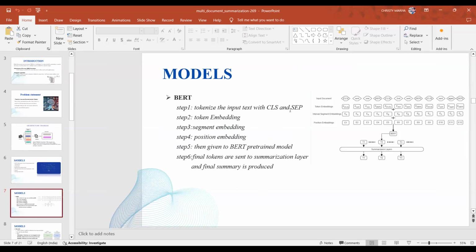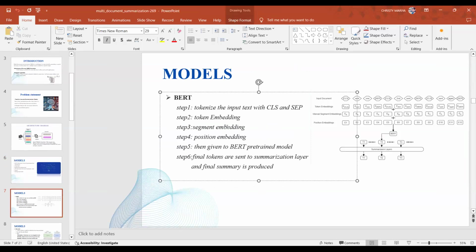The input documents will be given to the BERT model, and then they will be tokenized. The first step is tokenization, then token embedding will be done. Then it will undergo a segment embedding process, next the position embedding process. Then it will be passed to the BERT pre-trained model. It's a pre-trained method. Then it passes to summarization layers, and the final summary will be produced.